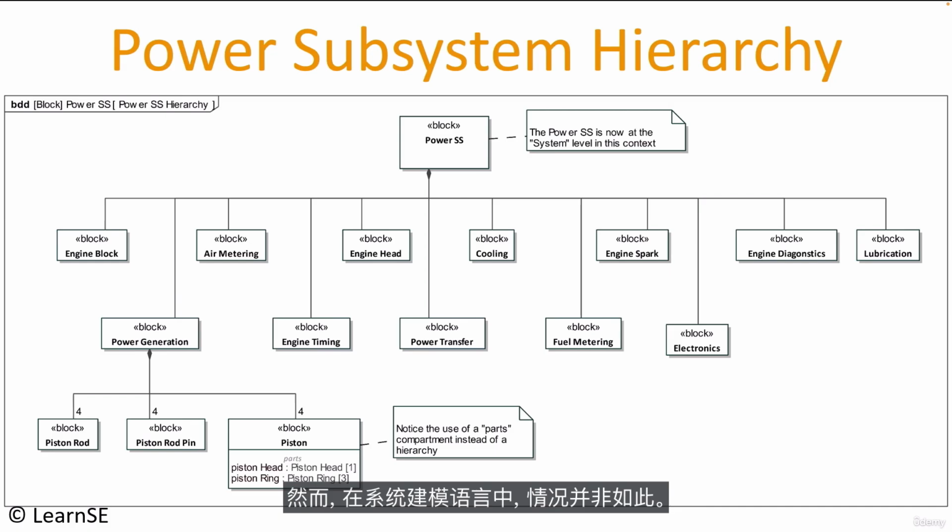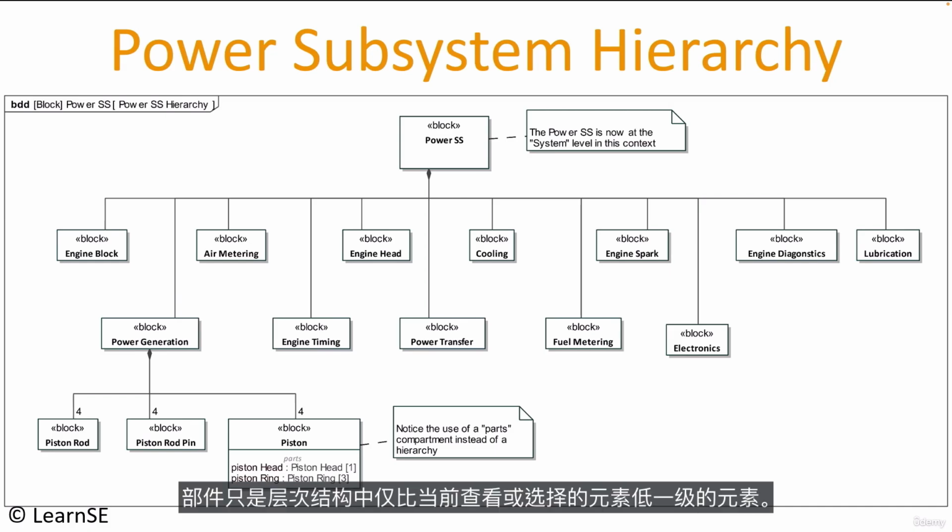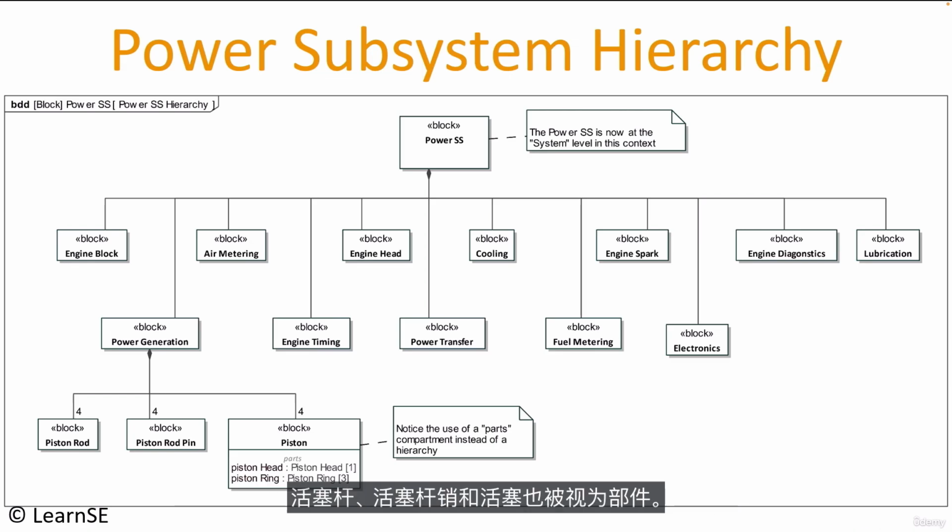In the system modeling language, a "part" is just an element that's only one level lower in the hierarchy than the currently looked at or selected element. So the engine block, the power generation, air metering, engine timing, and so on are all considered parts from the perspective of the power subsystem. And the same with the piston, rod, and pins, which are considered parts from the perspective of the power generation component. Just keep that in mind as we proceed.